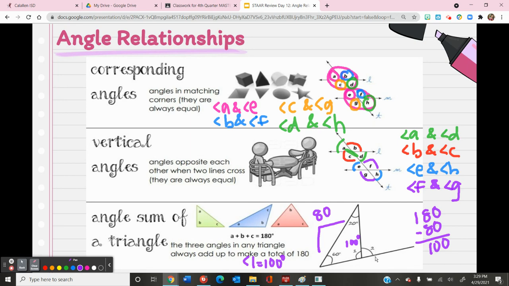Now to find angle 2. I know that this lies on a straight line, so I know this equals 180 degrees. So if I have found one angle measurement of 100, to find angle 2, I'm going to take 180 and subtract 100, which is what I found for angle 1, and now I see that angle 2 is 80 degrees. So angle 1 is 100 and angle 2 equals 80 degrees.